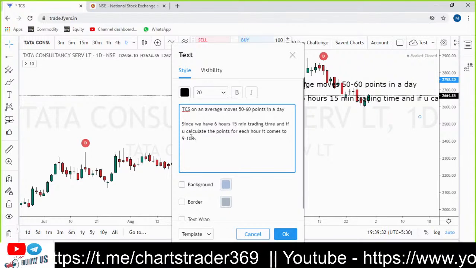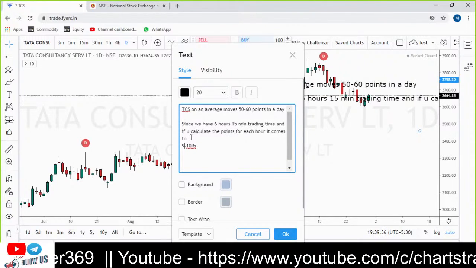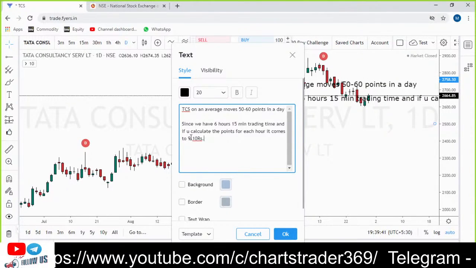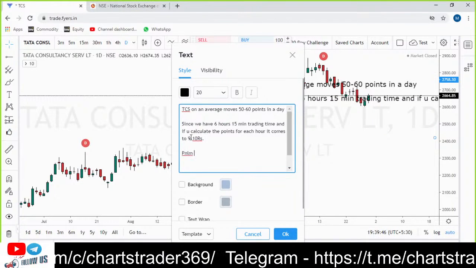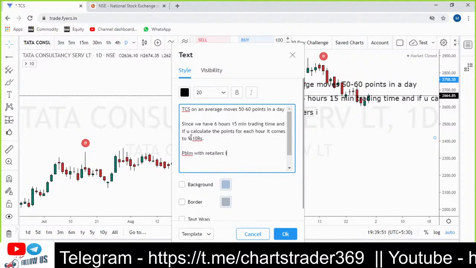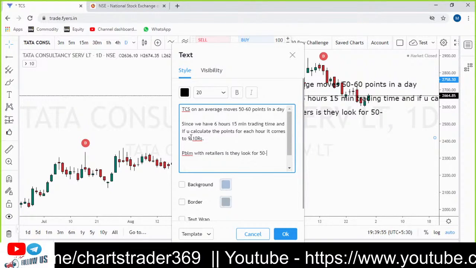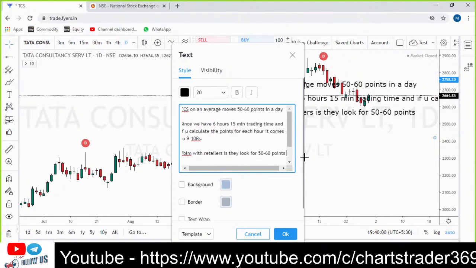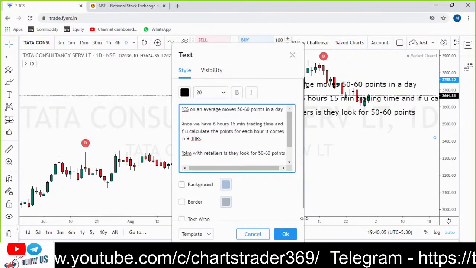Okay, and we as a trader or investor, whatever you can say, analyze based on some 30-minute chart or 1 hour chart. Correct? And the problem with retailers is they look for this 50 to 60 points. Getting what I'm trying to say here?